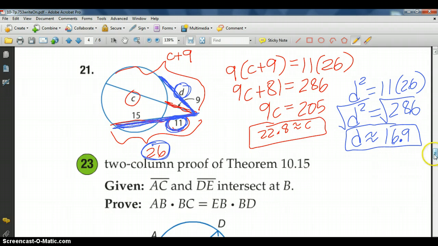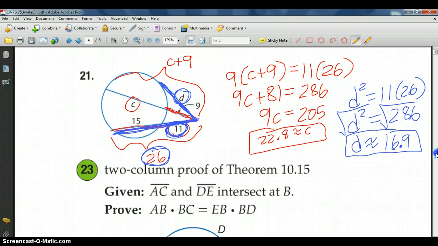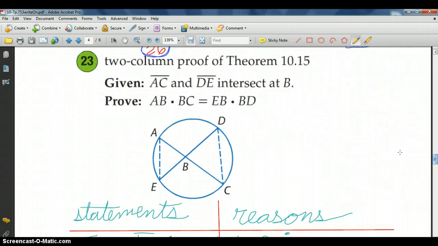Number 23, we want to write a two-column proof of theorem 10.15, which says that anytime you have two chords intersecting in the circle, the product of the parts of one chord is equal to the product of the parts of the other chord. So specifically for this diagram, if AC and DE intersect at B, and AC and DE are therefore chords, then AB times BC will be equal to EB times BD.